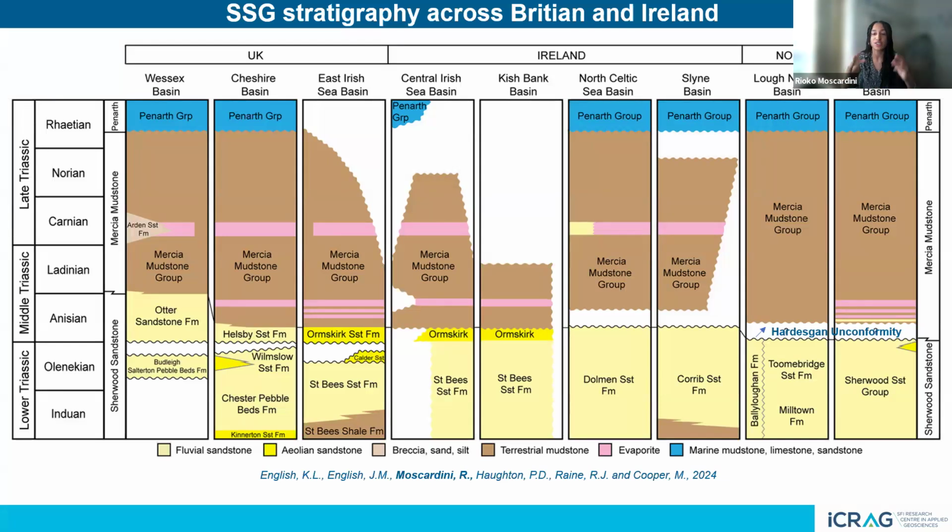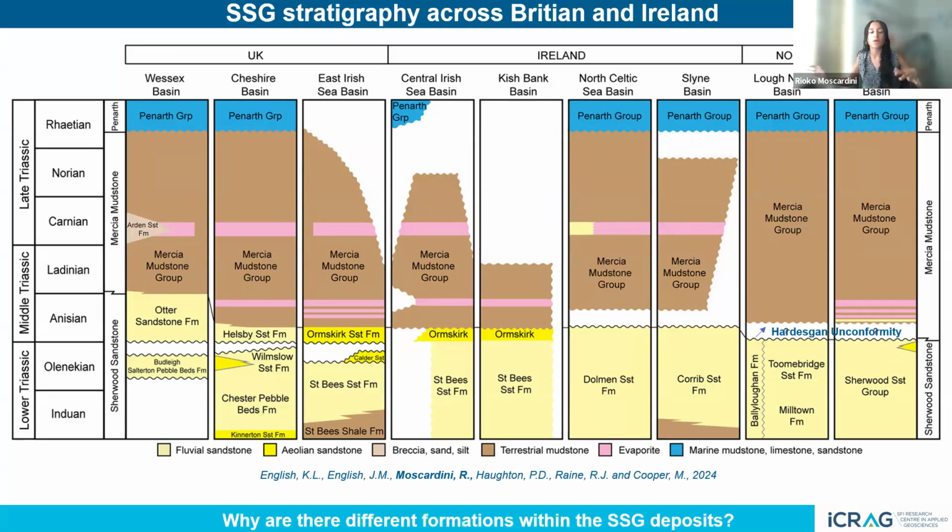So the Triassic succession can be classed into three subdivisions. We've got the Sherwood Sandstone Group in mainly the lower Triassic, going up into the middle. This is overlain by the Mersey Mudstone Group, and then we've got the Penarth Group at the top. We also have the Hardegsen unconformity, which is represented by this squiggly line.